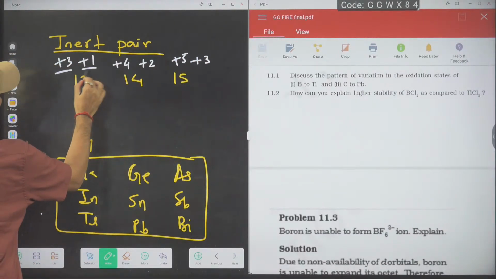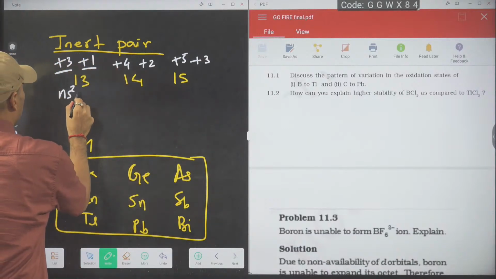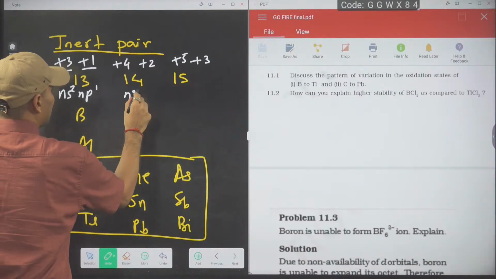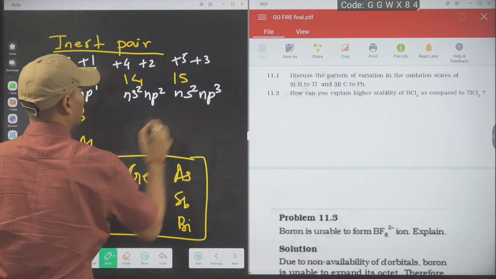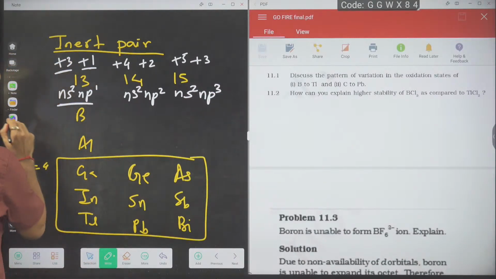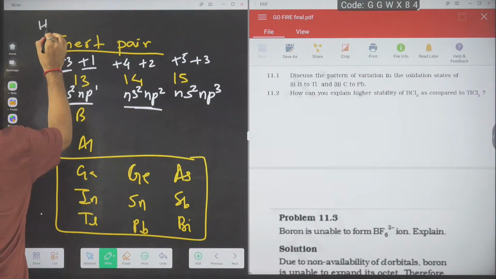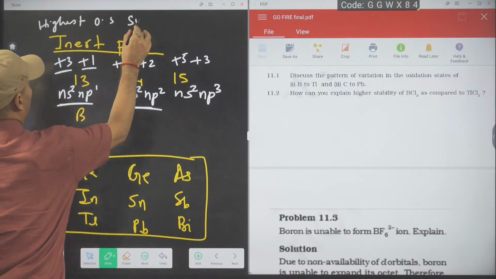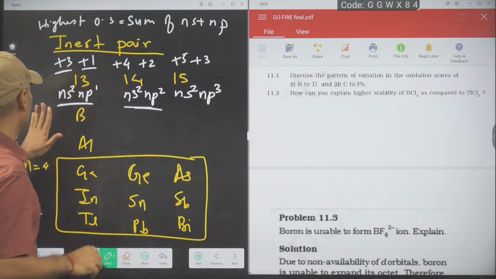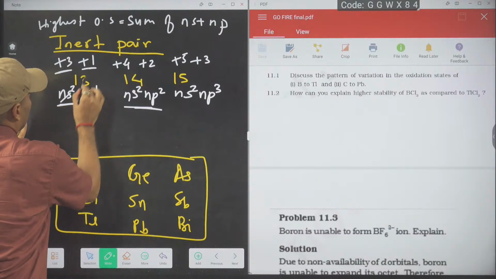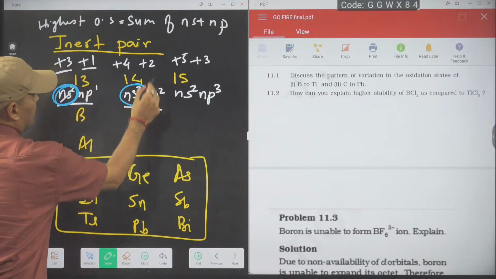So you will say, two oxidation states are possible and their gap is 2 units. Why is there a gap of 2 units? Because we know that their general configuration is ns2 np1, np2, np3. If you add both, plus 3, plus 4, plus 5. So the highest oxidation state is the sum of ns and np electrons. Remove the s electrons, then you will get the other oxidation state.